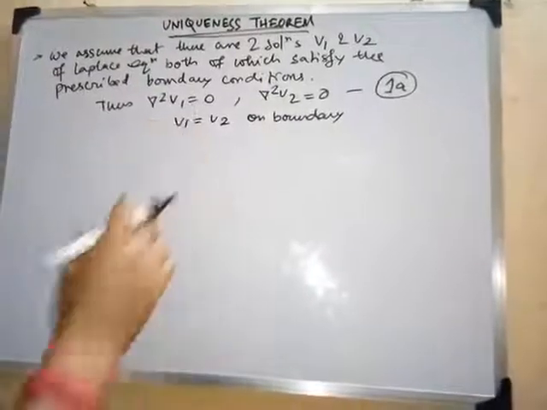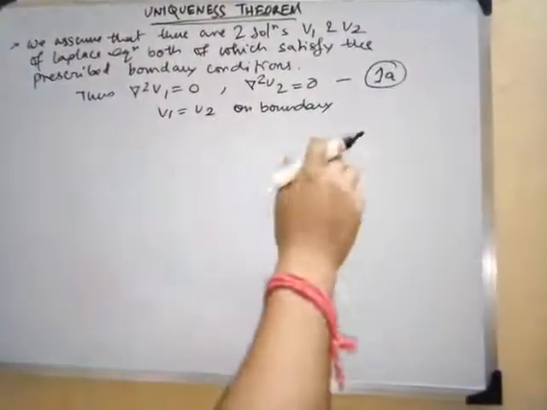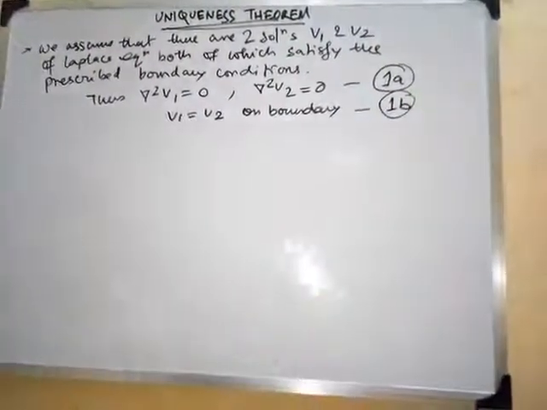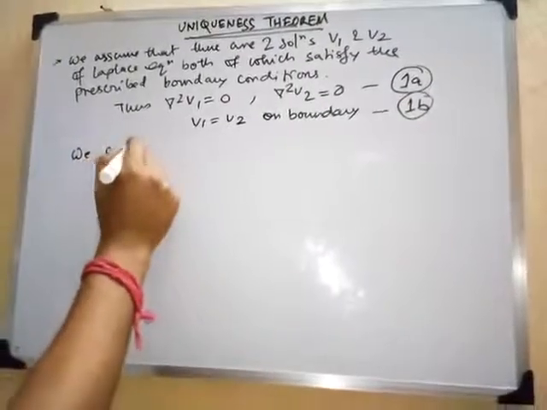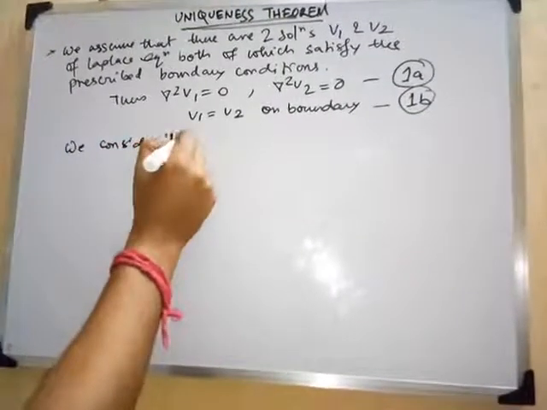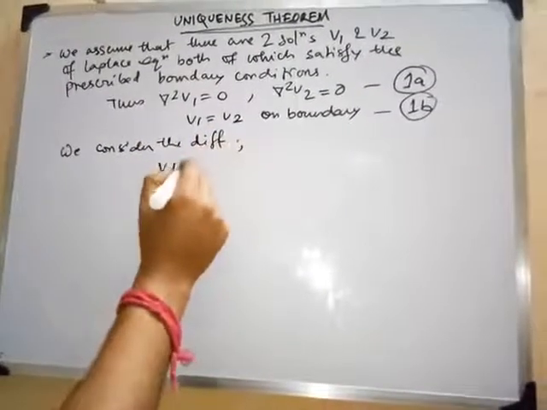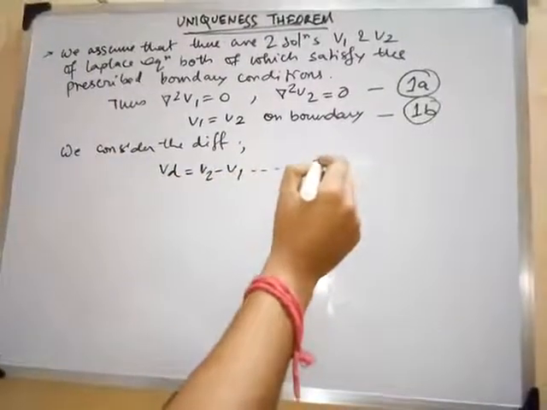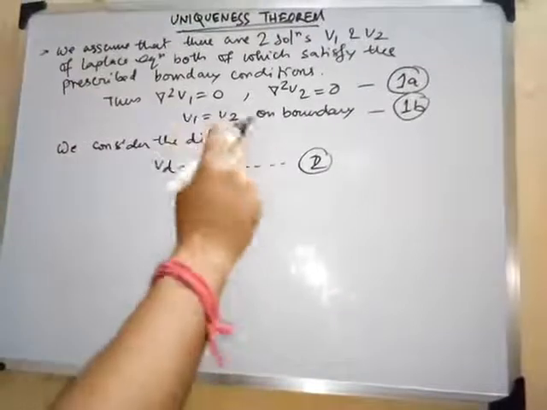To start our discussion, I am taking V1 equals V2 just at the boundary, so we take it as our expression 1b. Now we consider the difference Vd equals V2 minus V1. Let us take this as equation 2. This is the expression between V1 and V2.